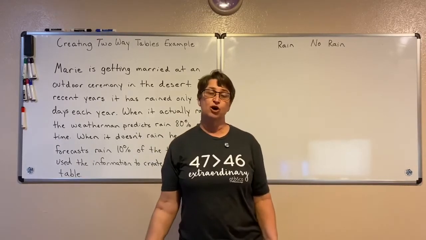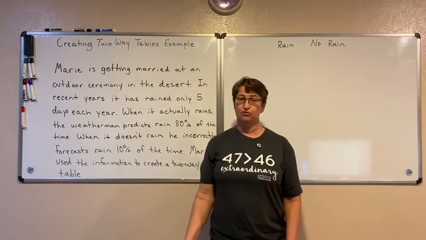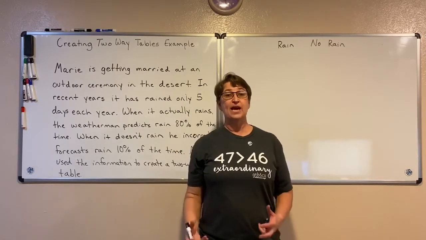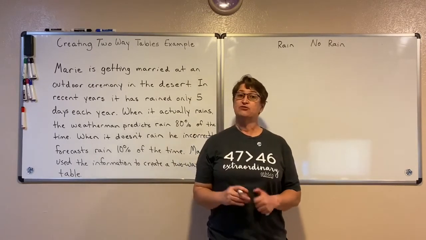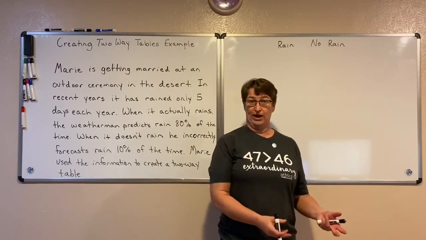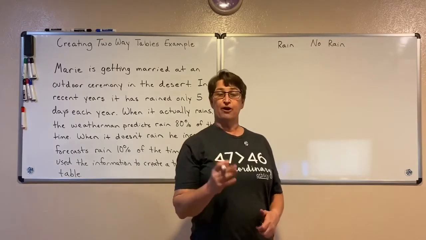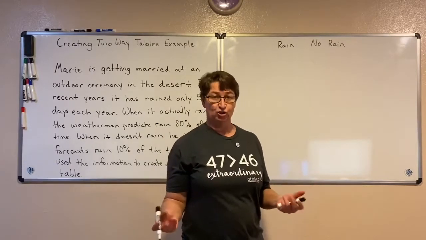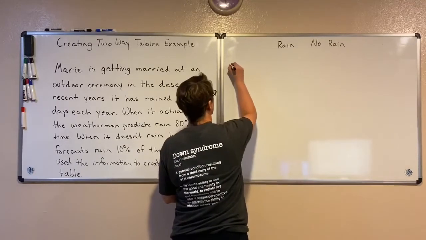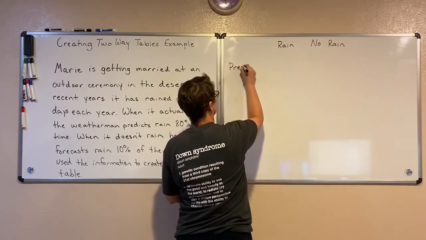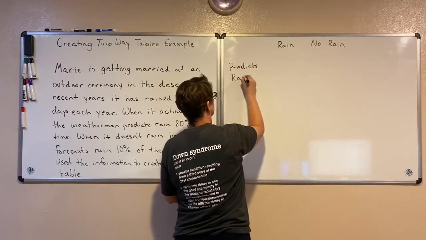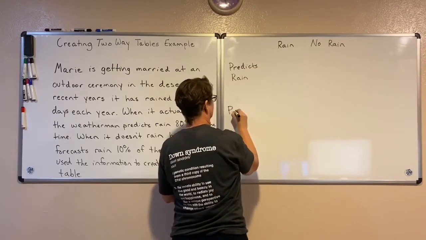Then she wants to know, of those days that it rains or it doesn't rain, what does the weatherman do? How does he handle that? Well, sometimes he predicts rain and sometimes he predicts no rain. So our other variable is the weatherman's actions. He either predicts rain or he doesn't predict rain. So that would be along this column. Predicts rain or he predicts no rain.